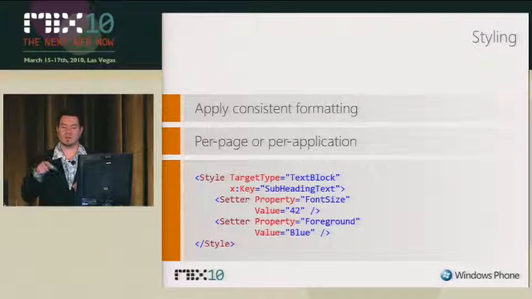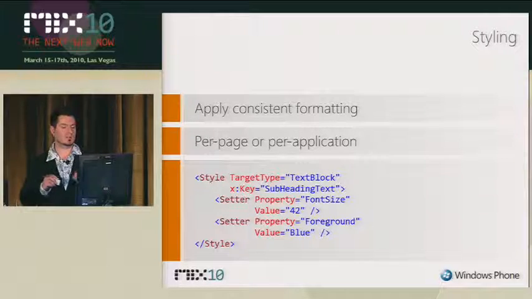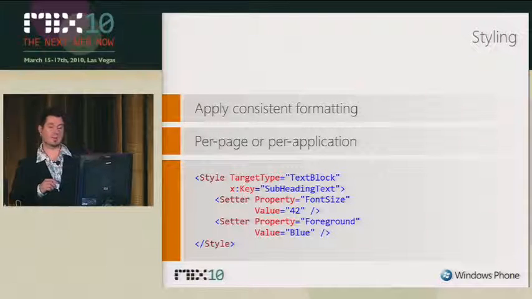So styling in Silverlight is fairly easy. It's through the use of a style tag. As you can see in this little example, it's basically styling a font size and a foreground, and I'll show you how easy it is to apply.